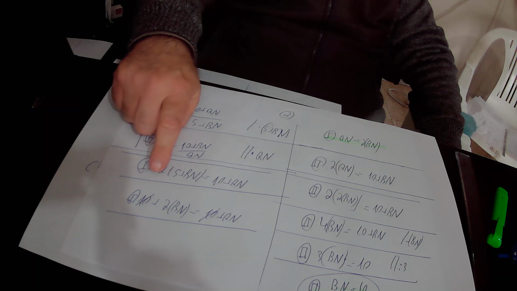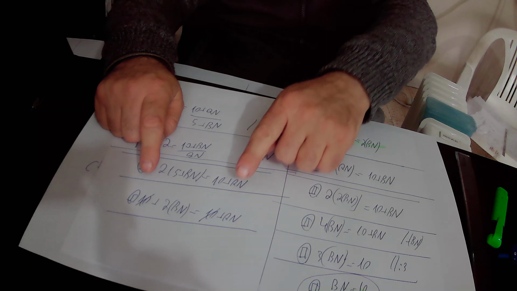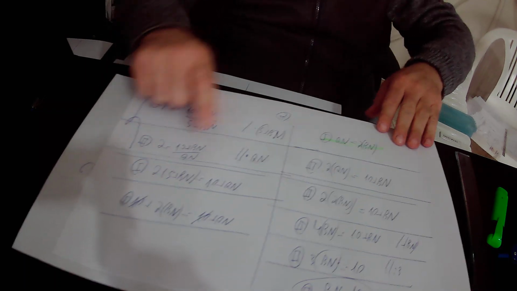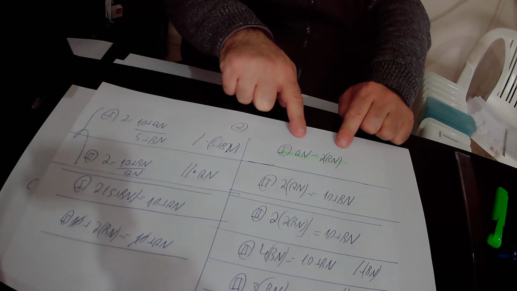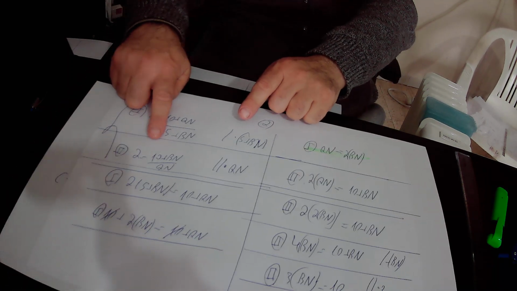So 10 plus 2 times Bn equals 10 plus Qn. Here we have 10 on both sides of the equation, so 10 gets cancelled, and we are left only with Qn equals 2 times Bn, according to equation number 1. But according to equation number 2, 2 equals (10 plus Bn) over Qn.